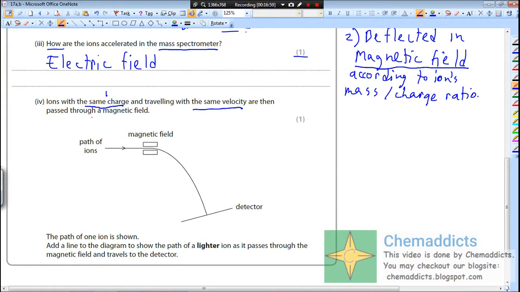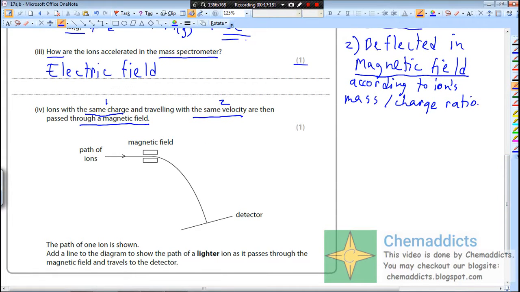The first point is ions have the same charge. The second point is ions have the same velocity. They pass through a magnetic field. Before, we have learned that ions are deflected in the magnetic field. What happens in the magnetic field? The ions are deflected in the magnetic field according to the ion's mass by charge ratio. So here let's see how.